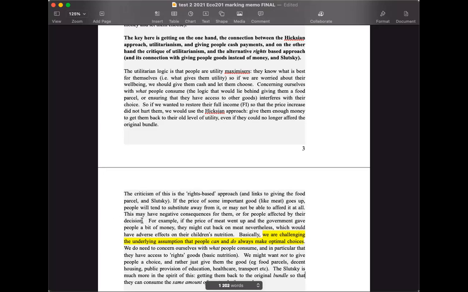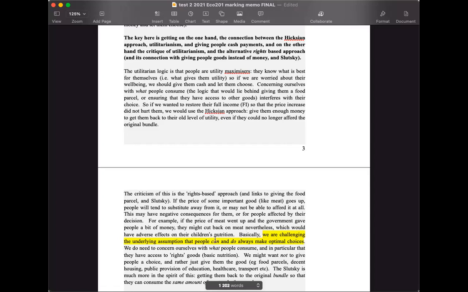It is important to bear in mind that when you are explaining something like, if the price of some important good goes up, people will tend to substitute away from it or may not be able to afford it at all, that's what you're telling us in terms of economic theory. But if you give an example, you will really add weight to the answer, so it's important to dive deep into the answer. For example, if the price of meat went up and the government gave people a bit of money, they might cut back on meat nevertheless, which would have adverse effects on their children's nutrition.